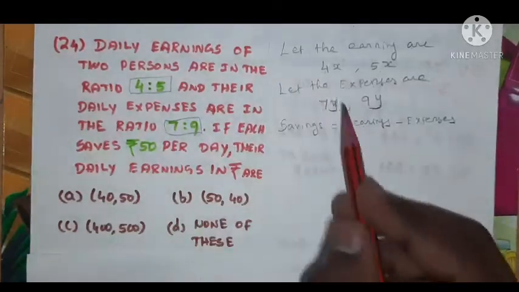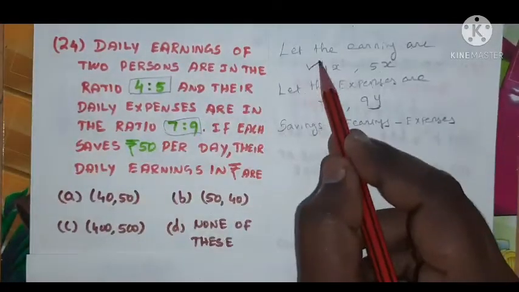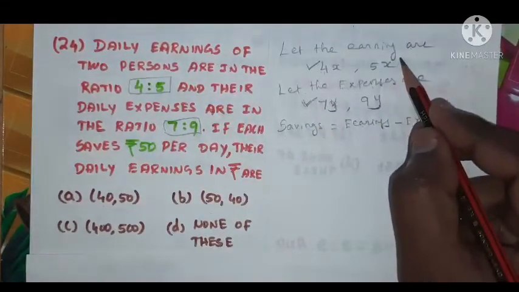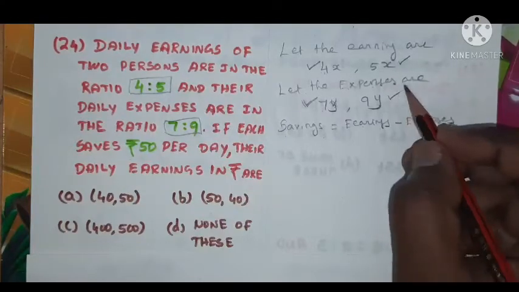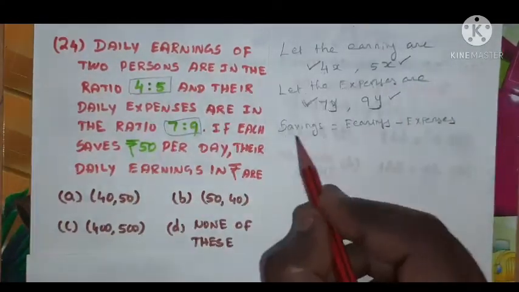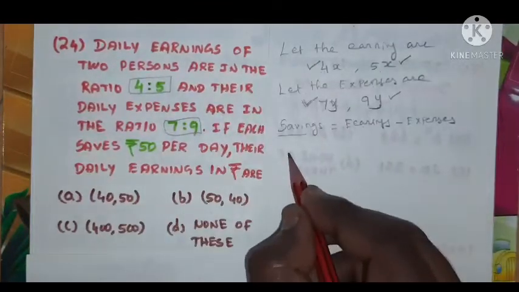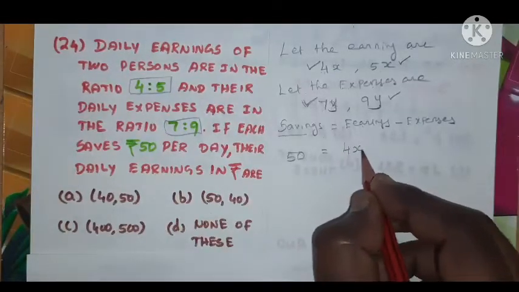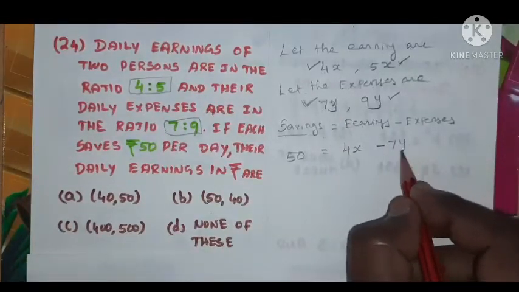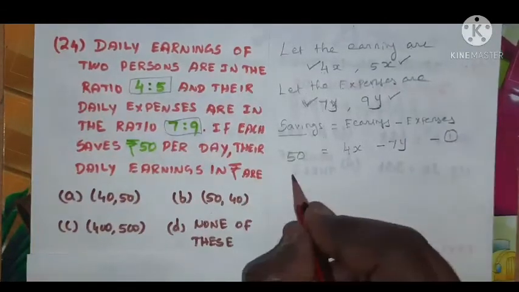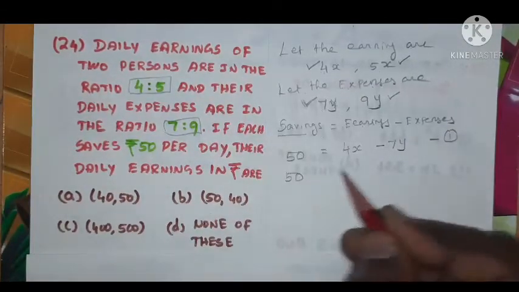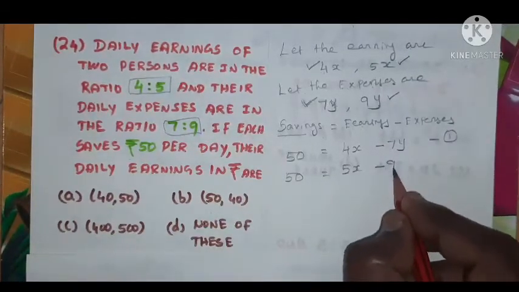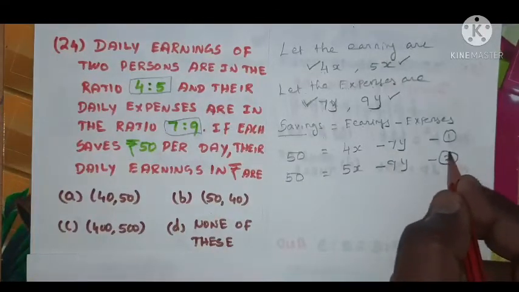First, for the first person, this is the earnings and this is the expenses. And for the second person, this is the earnings and this is the expenses. Now substitute the values. Savings is common for both persons, hence savings is 50 rupees. So 50 is equal to earnings 4x minus expenses 7y. This is equation 1. Next, for the second person, savings 50 is equal to earnings 5x minus expenses 9y. This I have taken as equation 2.